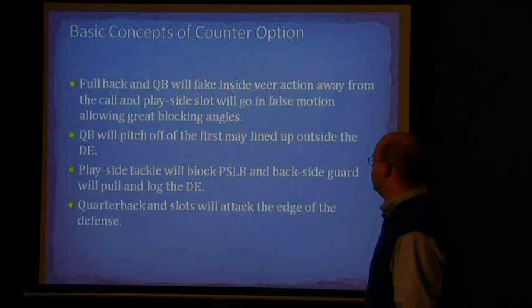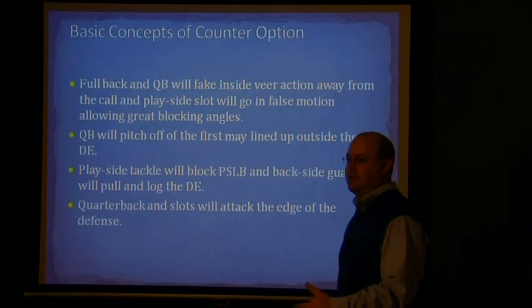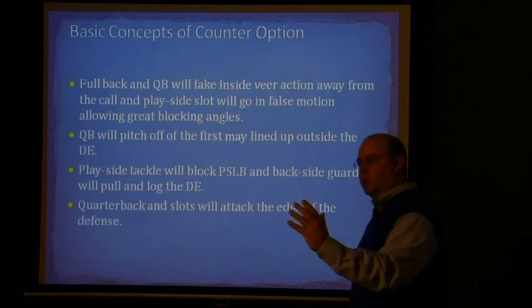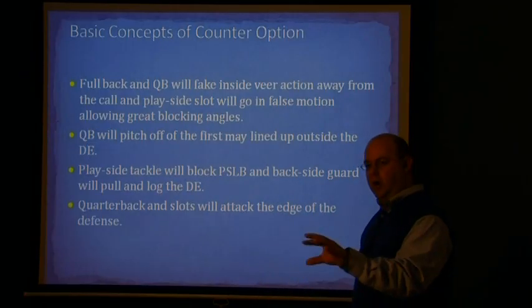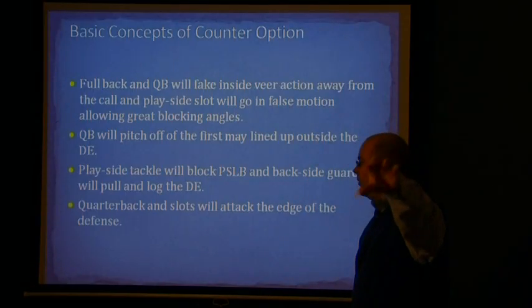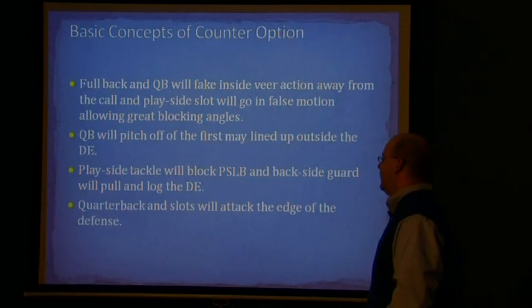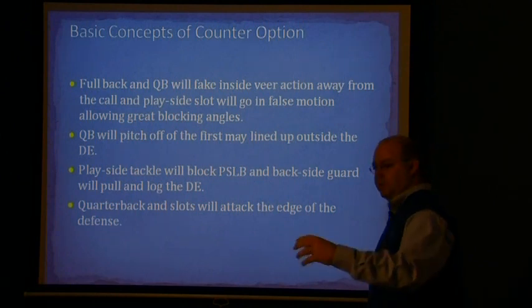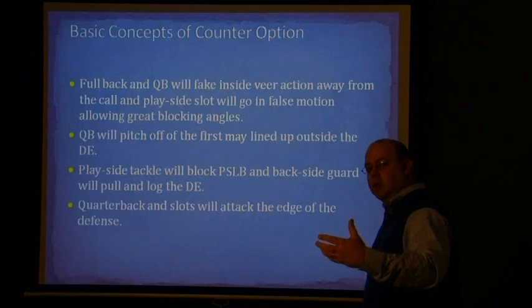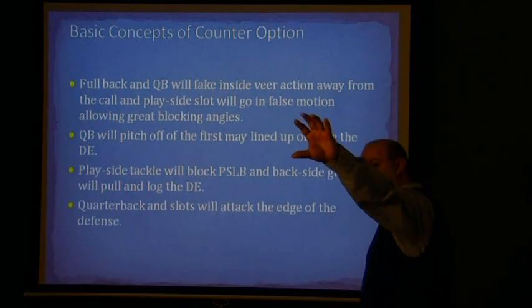The quarterback will pitch off the first man lined up outside the defensive end. So whether we have a tight end in the game or if we run it to the open side, we're always going to try and block the defensive end. So we're always going to try and pitch it off of the next man that shows outside the defensive end. With a tight end in the game, that defensive end may be standing on the line. With no tight end in the game, that guy can be off the ball or he could be anywhere.